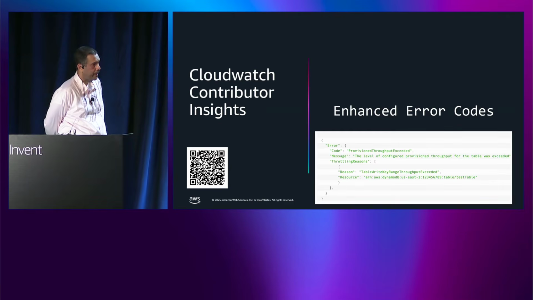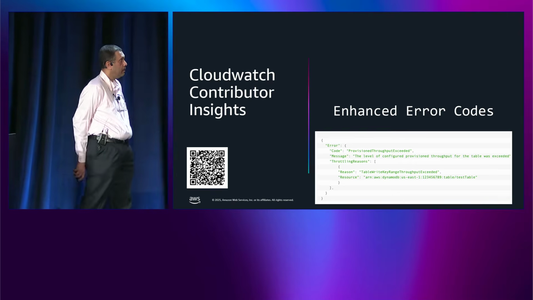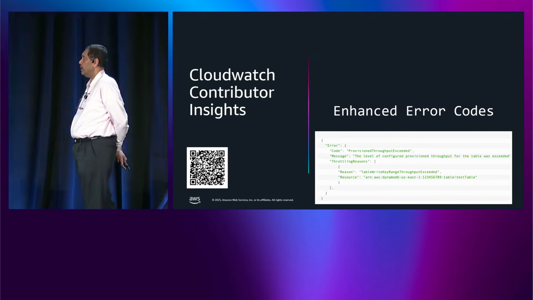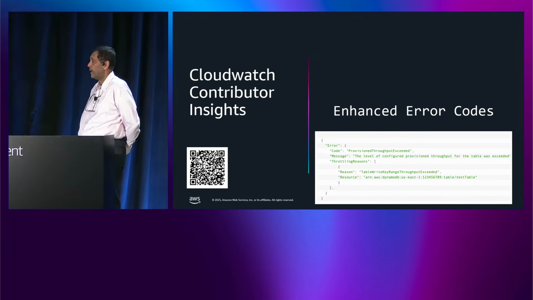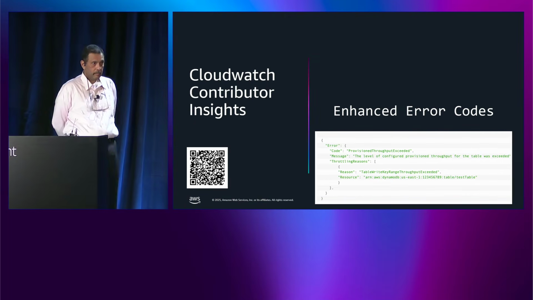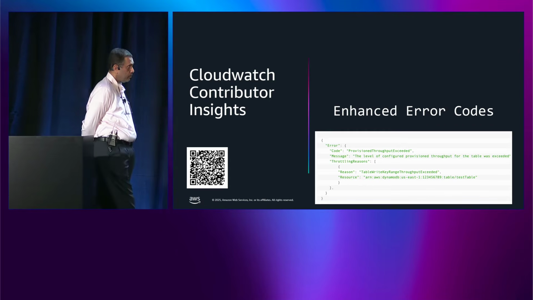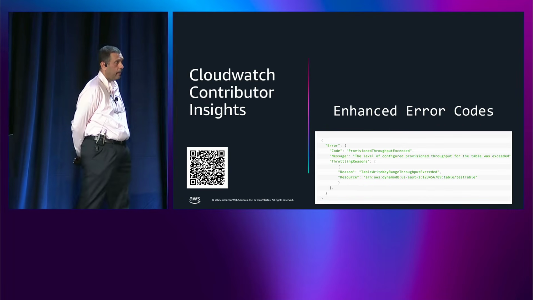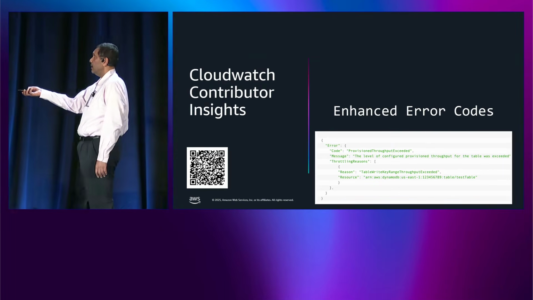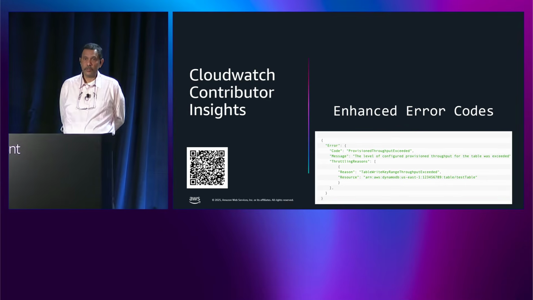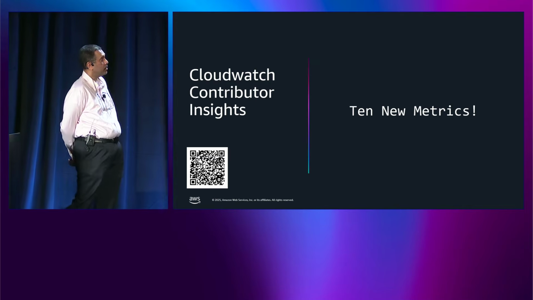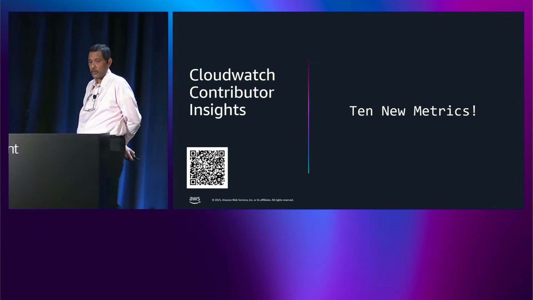You pay substantially less. The other thing which we did was when you do get throttling, we return enhanced error codes. These are backward compatible. You don't have to make any change to your application. The exception just identifies the exact resource and why. So in the case of write throttling, you sometimes will get throttled if your GSI is generating back pressure. It will identify which GSI for you as well. So if you do face throttling, keep that in mind. There's 10 new metrics which we now have in CloudWatch Contributor Insights with this.